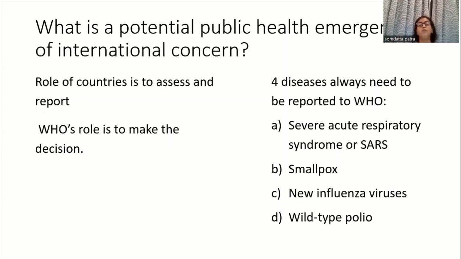The role of the countries is to assess and report. WHO's role is to make the decision. 4 diseases always need to be reported to WHO. They are severe acute respiratory syndrome or SARS, smallpox, diseases due to new influenza virus, and wild-type polio.